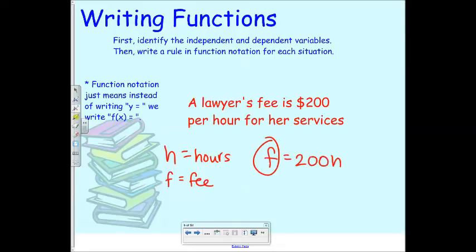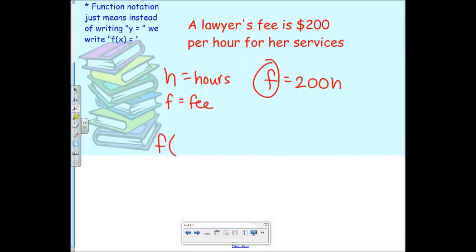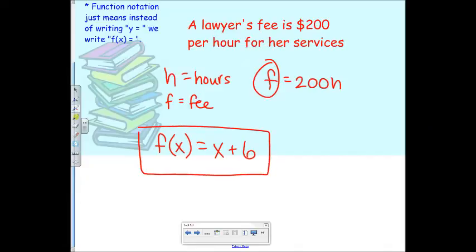All right? Function notation is just a different way of writing it. You don't necessarily have to write them like this. You just need to know what this means. And we're going to look at a couple function notation problems in a second. But function notation is written like this: f of x equals x plus 6. All right? Instead of writing it as y, they write f of x. F just means the function of x. So don't worry about that right now. Just keep in mind this is called function notation. So right here, we would say f of h equals 200h. And we'll talk about what that looks like when you're evaluating functions in just a second.